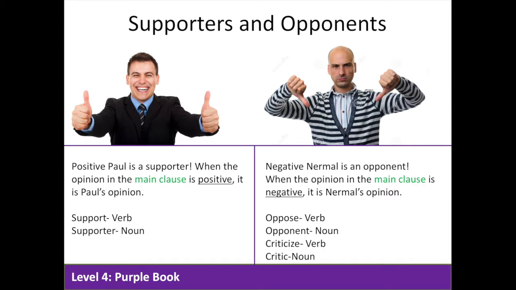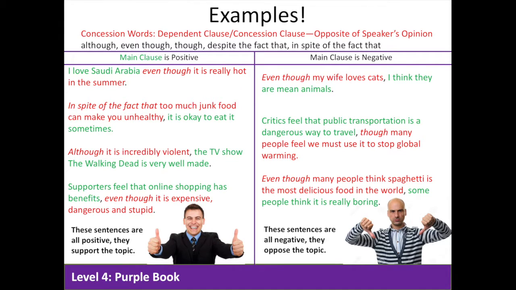It's important to remember that with concessions, we're giving two opinions, one that supports an idea and the opposing idea. We'll need to be able to identify if the speaker supports or opposes an opinion. So remember that when we see concession words or the dependent clause, this is the opposite of the speaker's opinion. So words like although, even though, despite the fact that, in spite of the fact that, these introduce the opposite opinion.